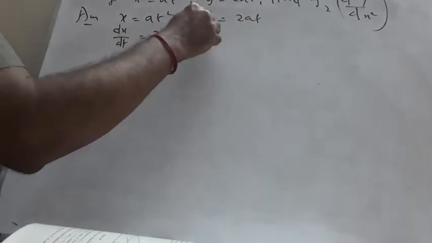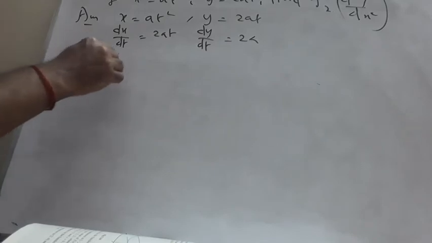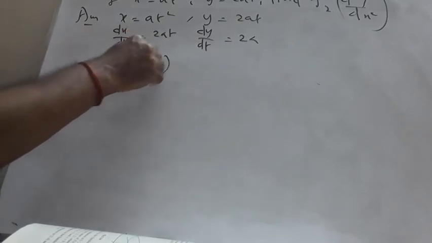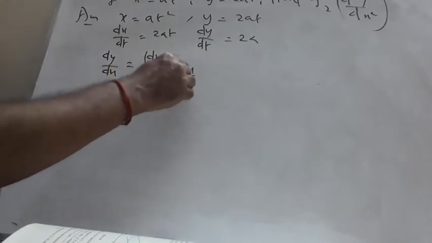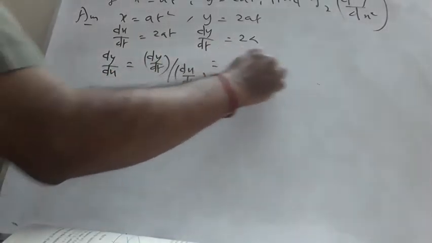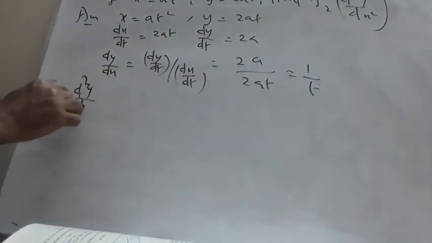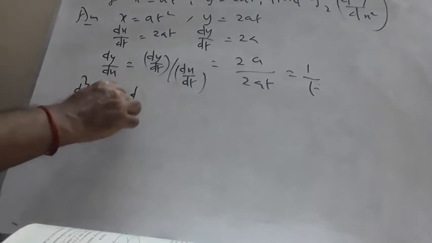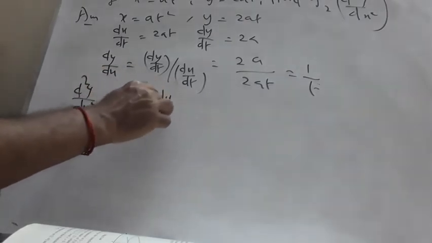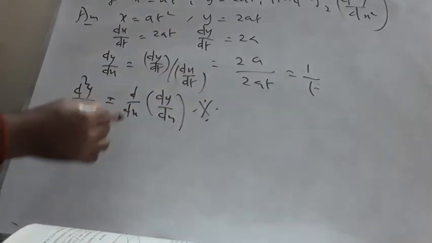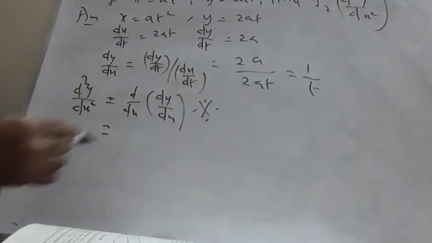x is equal to at square, so dx by dt becomes 2at. y is equal to 2at, therefore dy by dt becomes 2a. Therefore, dy by dx becomes dy by dt divided by dx by dt, which is 2a divided by 2at, which is 1 by t. Now, d square y by dx square, practically speaking, is d by dx of dy by dx. That's the application. This is what I started with in this particular video presentation.